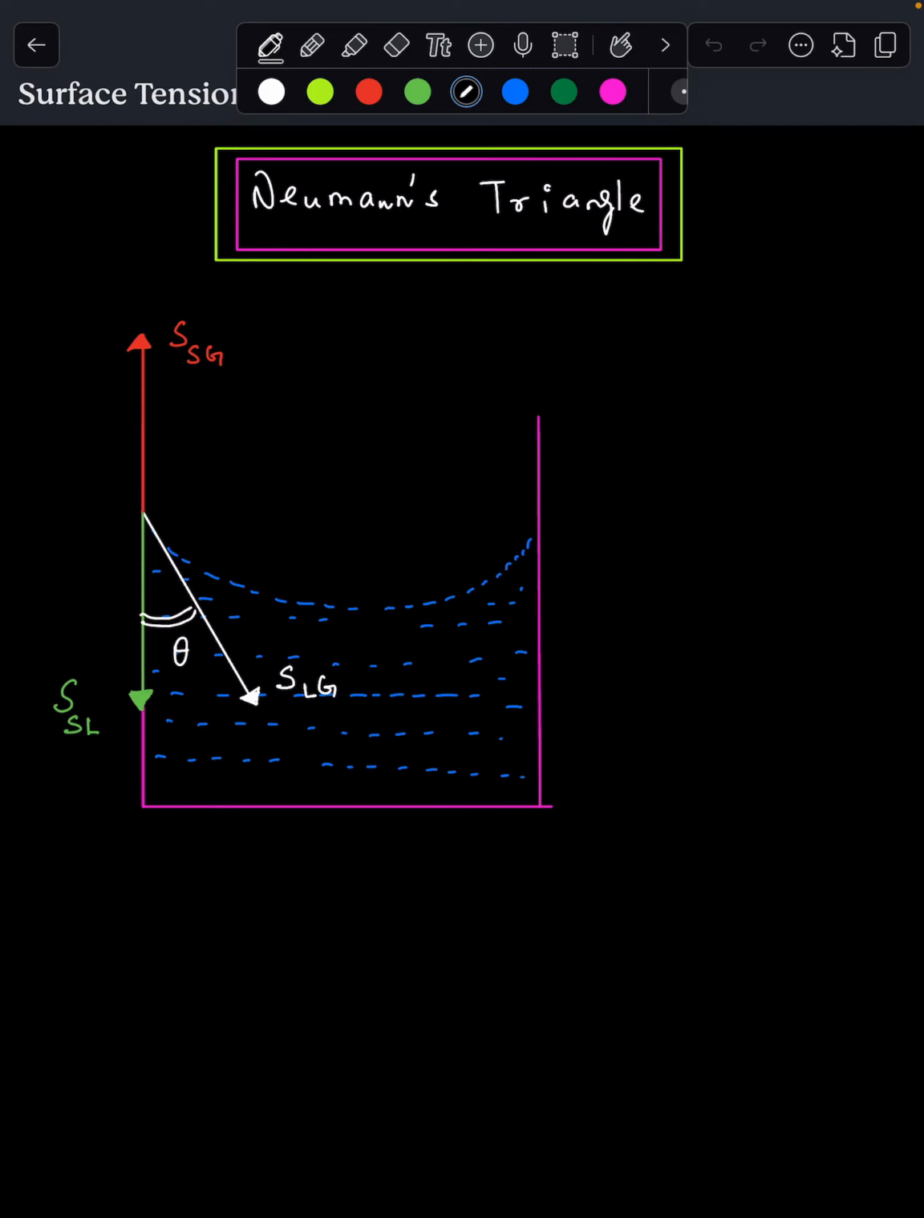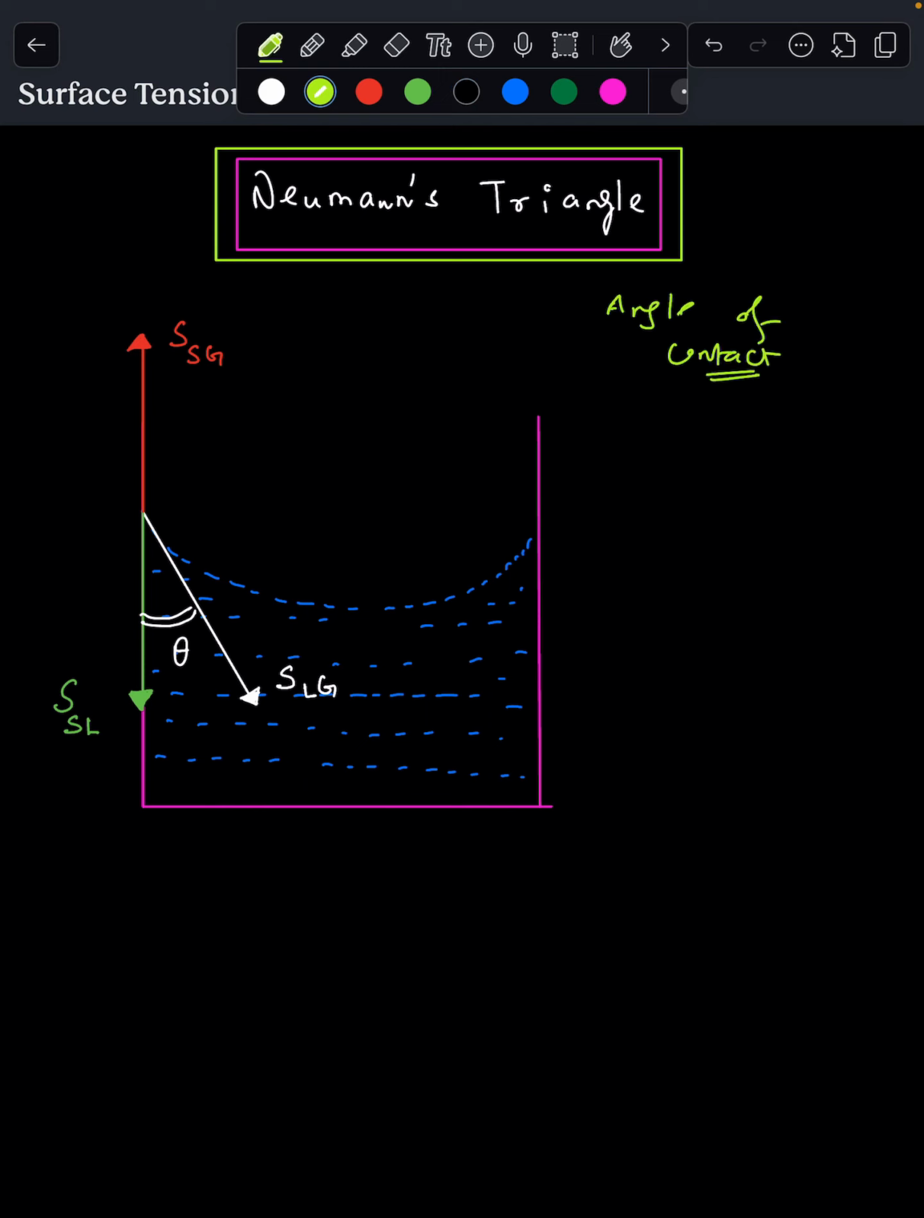So let's start. Here we are going to see the concept of angle of contact from a totally different perspective. For that, we take some liquid in a container, as you can see. And on the container, there are three interfacial tensions. These are called interfacial tensions.